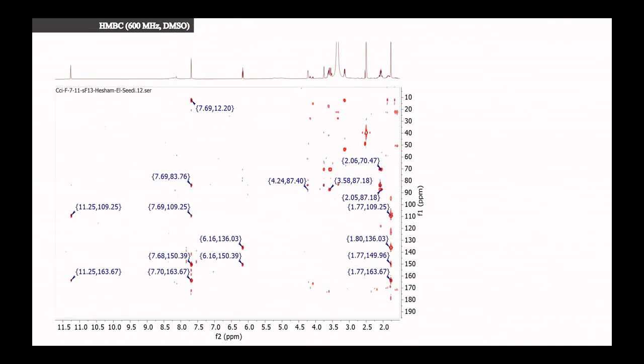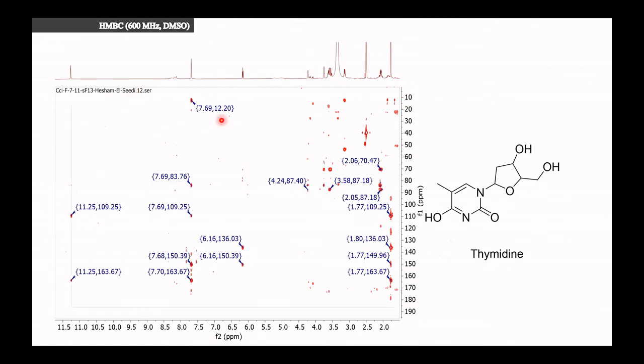Why? It means that it is long range coupling. So this proton with carbon, we call it HMBC. HMBC means that the correlation goes until 3 bonds. So it is a correlation between proton, not only the proton carried by the same carbon, like HSQC, but the proton correlated to the carbon until bond 3.